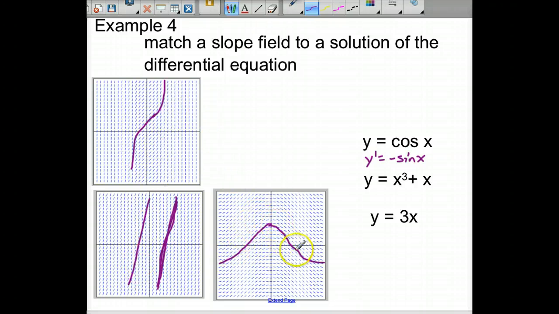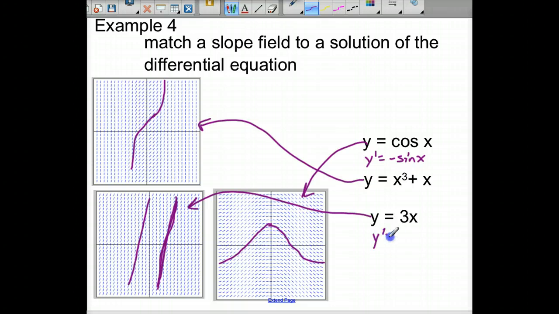So you could either look at the derivatives or just draw the solution curve and see if it goes with what the graph of cosine looks like. Obviously, this is the graph of cosine, right? And this looks like a cube, x cubed. And this looks linear, 3 times x. If you take the derivative and just check it, the derivative is 3 everywhere. So notice all these slopes are exactly the same. They're all a slope of 3. There's nothing that changes in this whole slope field because no matter what x and y are, the slope will always be 3.